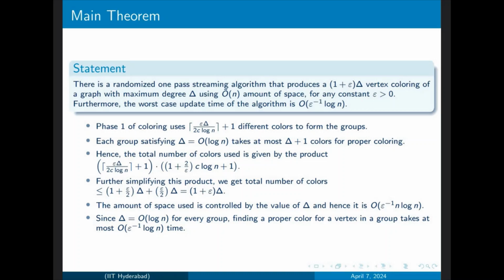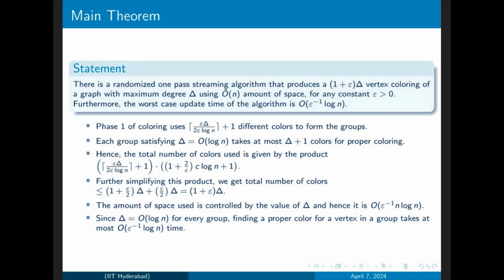We know that the phase 1 coloring uses epsilon delta by 2c log n plus 1 different colors from the subgraphs initially. Since each subgraph has delta in order of log n, it takes at most 1 plus 2 by epsilon c log n plus 1 colors for each subgraph coloring. We multiply these two quantities to get the total number of colors, and this product further simplifies to at most 1 plus epsilon into delta.